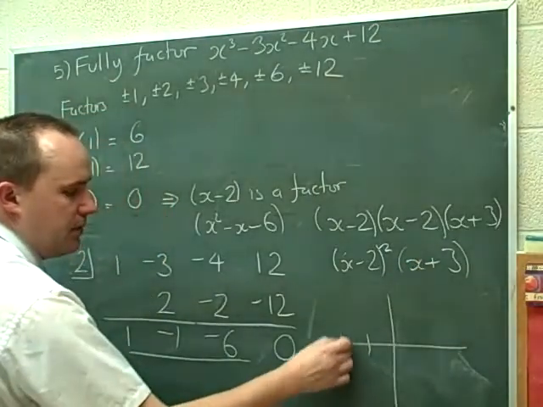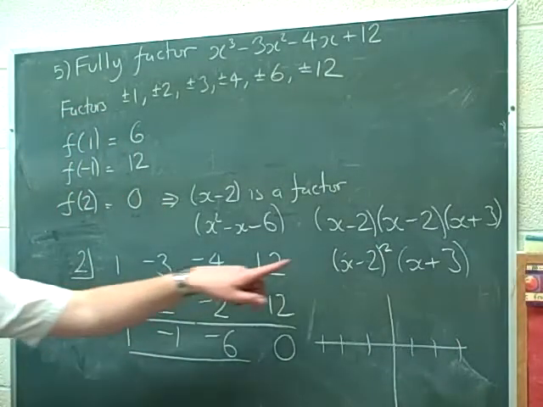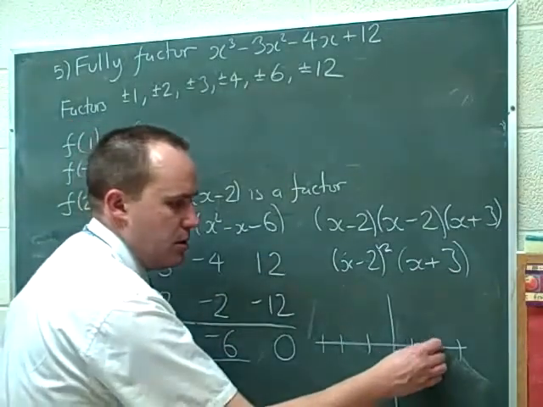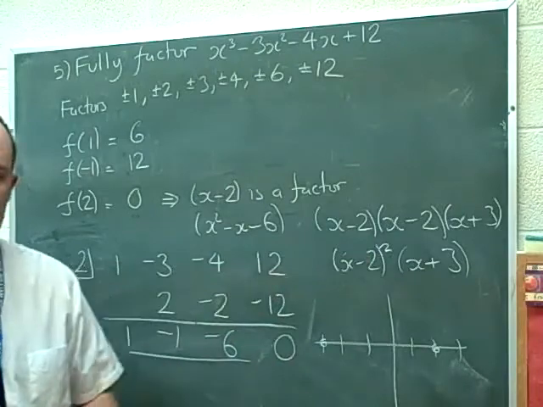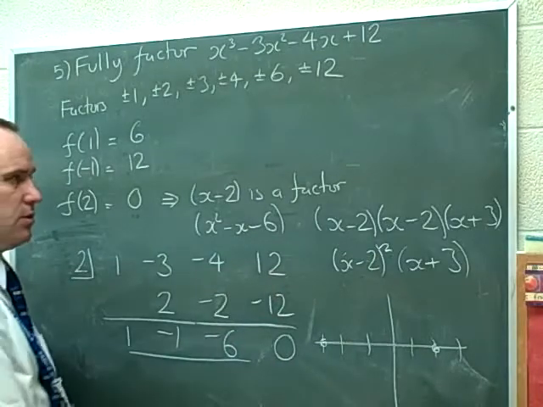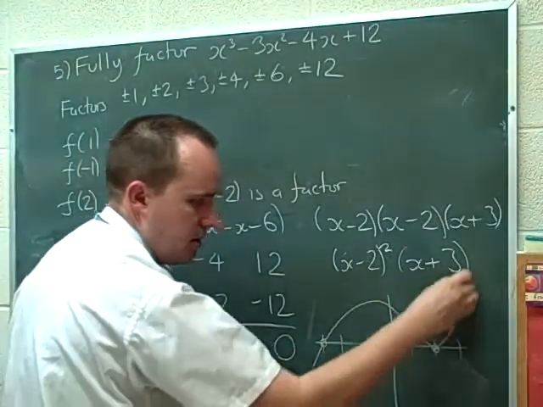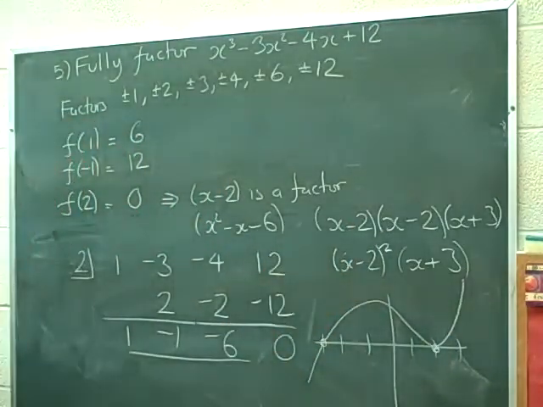Now, one application for this is, if you were asked to draw a graph for this now, remember the roots were 2 and negative 3, so 2 and negative 3. And this one has a multiplicity of 2, which means it doesn't go through the axis. So when we draw our graph of x cubed, it goes like this. But we know to turn around at 2 because of that multiplicity.